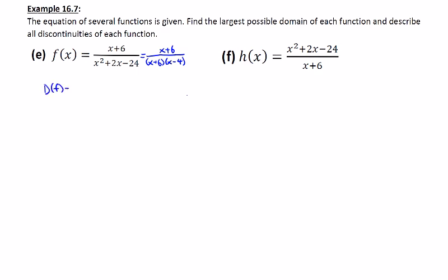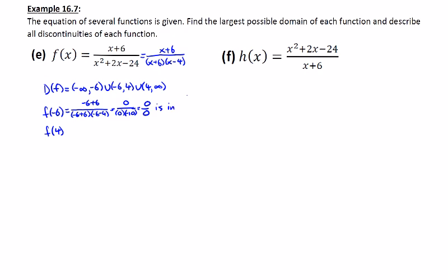The domain of my function will be negative infinity to negative 6, union negative 6 to positive 4, union 4 to infinity. So we'll substitute in negative 6 as well as substitute in positive 4. When we substitute in negative 6, I'm going to find it a little easier to substitute into the factored form. I'm going to write it as negative 6 plus 6 over negative 6 plus 6 times negative 6 minus 4, because that's going to show me that I have 0 over 0 times negative 10, which is going to result in 0 over 0, and that is indeterminate.